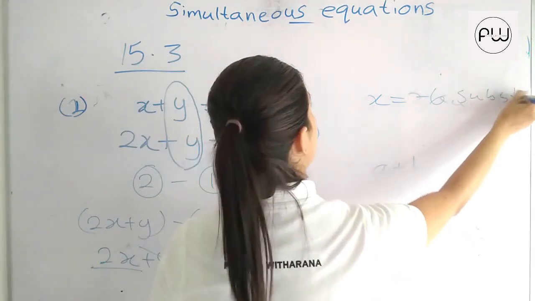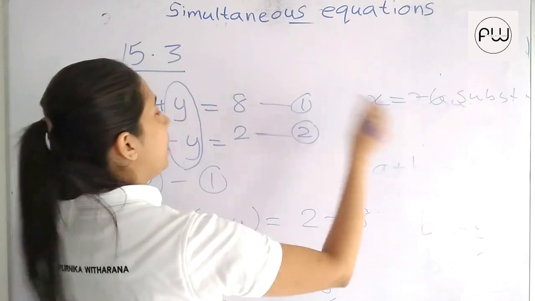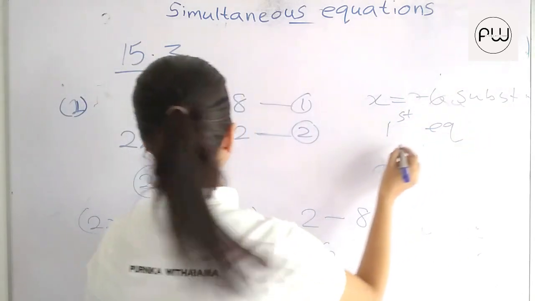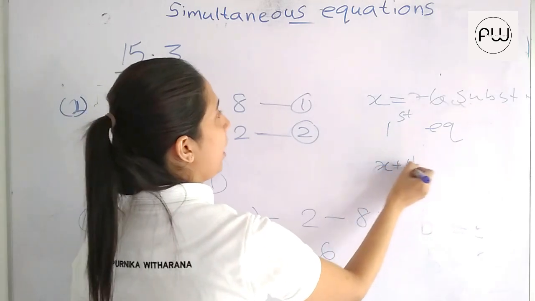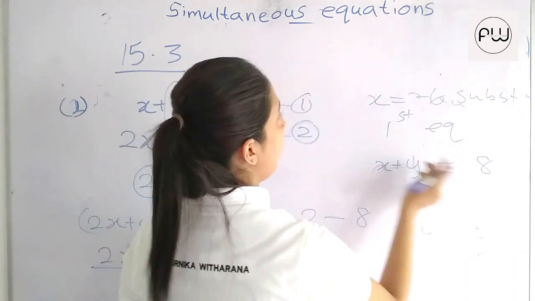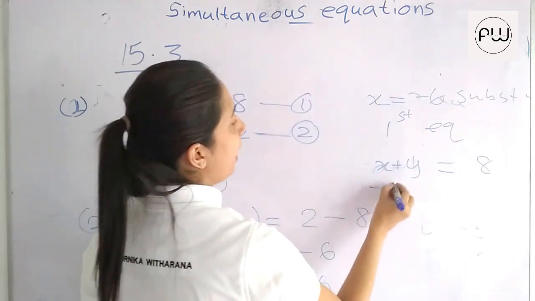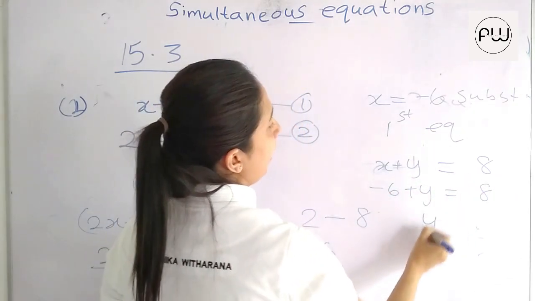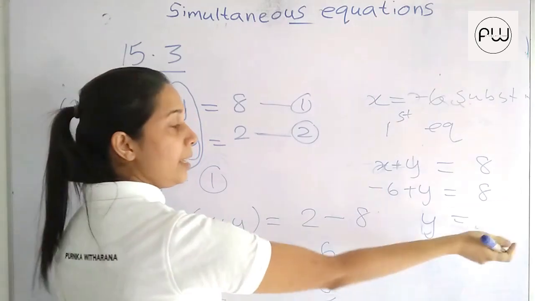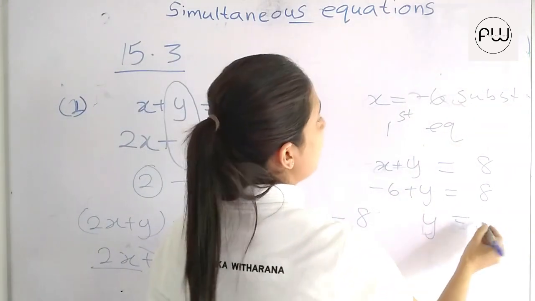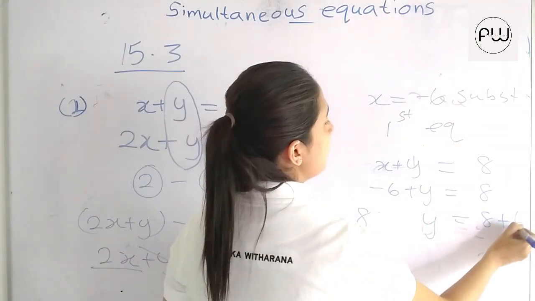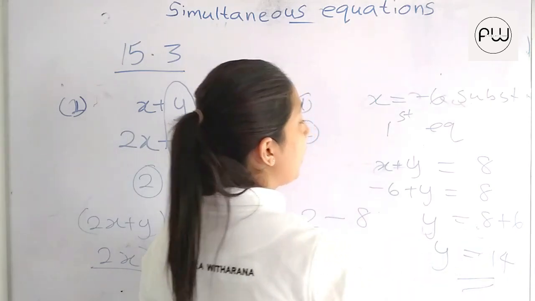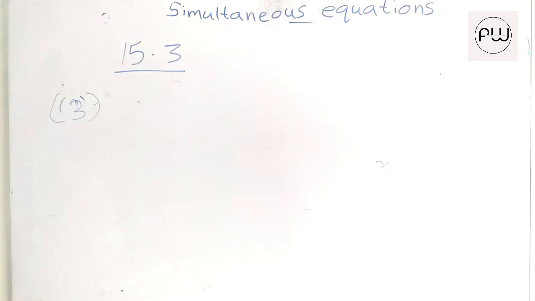And now we can substitute x equal minus 6 into one of the equations. I am substituting for the first equation. The first equation is x plus y equal 8. Then we know the value of x, it's minus 6 plus y equal 8. Then we can take this minus 6 to the other side. So then it becomes plus 6, then it's 14. y equal 14. Okay, now let's move to the third one.